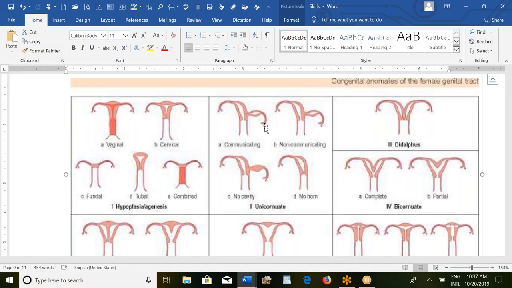Then, doctor, can you just come down? I can't see the beneath one.